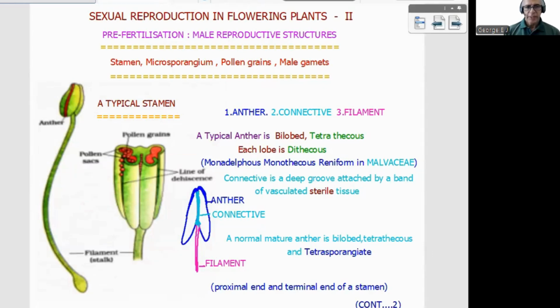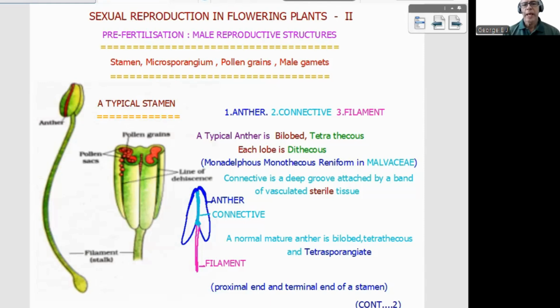So we can start with a typical stamen, the male reproductive structure in plants, which has 3 parts: anther, filament, and connective. The anther will be at the top part of the filament, the free end. The filament's bottom part is called the proximal end. Proximal means near the point of attachment. So the base of the stamen will be attached to the thalamus. So 3 parts will be there for a typical stamen: anther, filament, and connective.